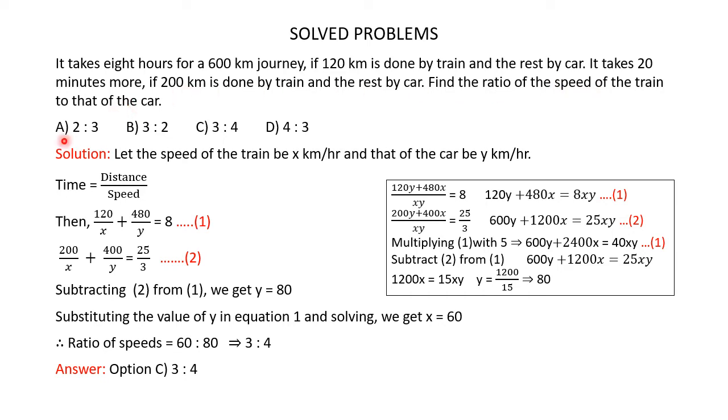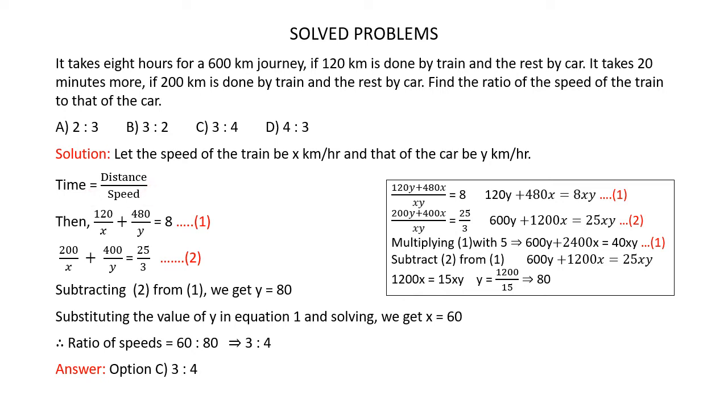Here you are given 4 options and you have to find out which of these options is the correct one. So here you are asked to find the ratio of the speed of the train to that of the car. Now we do not know the speed of the train and the speed of the car. So let the speed of the train be x kilometers per hour and that of the car be y kilometers per hour. We know that time is equal to distance divided by speed.